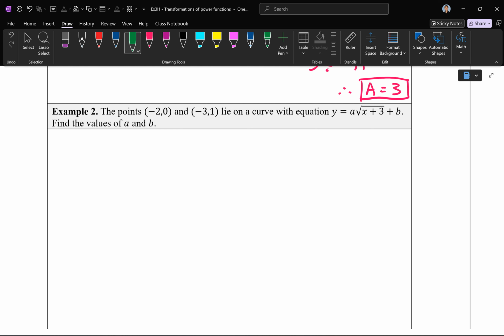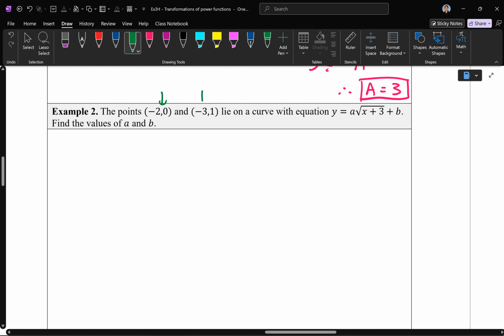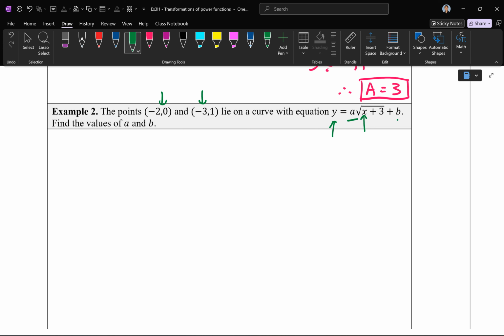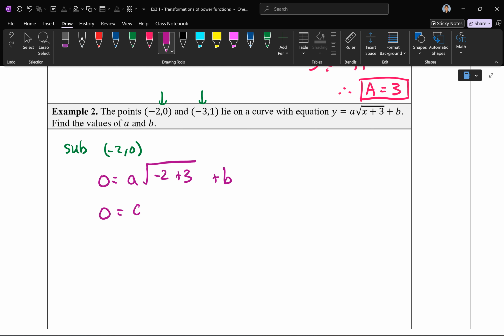Yeah, that's right. Likely it's going to be a simultaneous equation because you've got 2 pieces of information, which is an x and y coordinate. It doesn't tell you anything about A and B directly, but because they gave you 2 points, likely you're going to get 2 equations. So here, you sub (-2, 0) in. You will get the equation 0 is equal to A square root of -2 plus 3, plus B. Let's simplify that. That becomes 0 equals A root of 1 plus B, and that becomes A plus B is equal to 0.